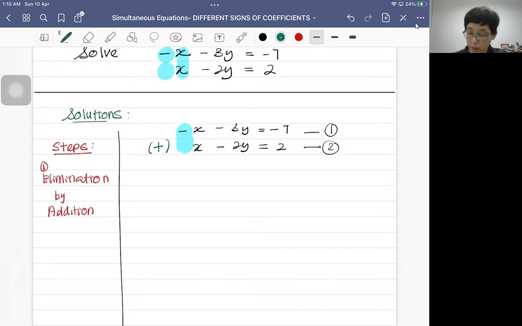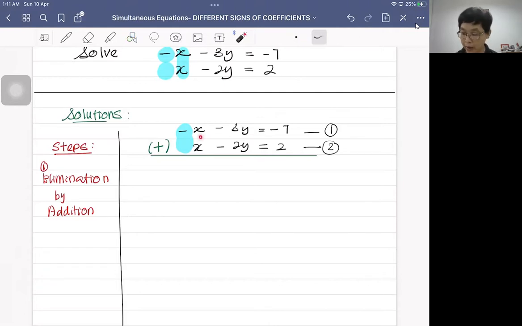Okay, and then to make it very neat and clear, I'm going to put it with an underline. Of course, you can skip this if you can do it with mental arithmetic, providing you are very confident that there's no careless mistake. No problem with that. All right, so now let's go to do the elimination.